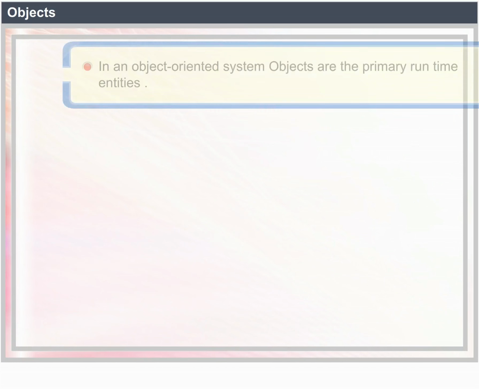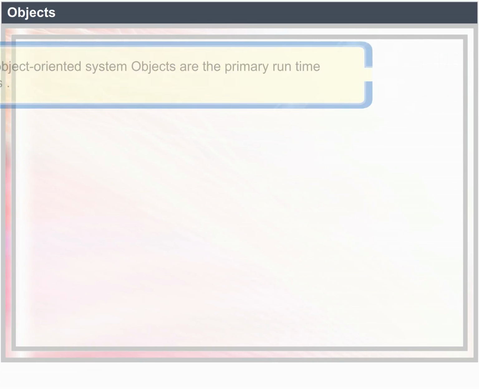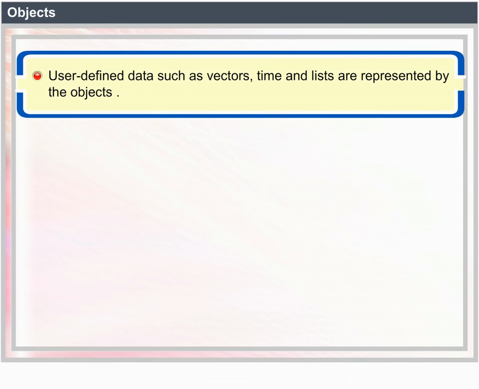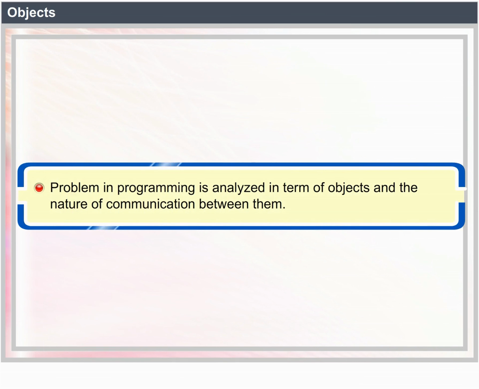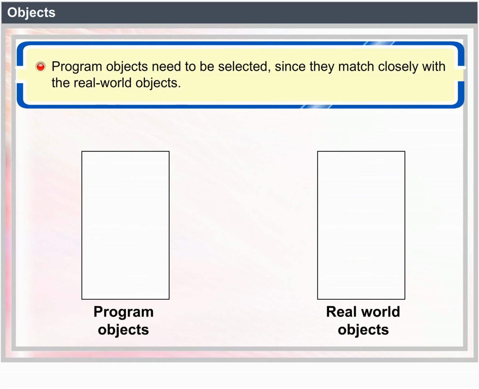Objects. Objects are the basic runtime entities in an object-oriented system. They may represent a person, a place, a bank account, a table of data, or any item that the program has to handle. They may also represent user-defined data such as vectors, time, and a list. A programming problem is analyzed in terms of objects and the nature of communication between them. Program objects should be chosen such that they match closely with the real-world objects.